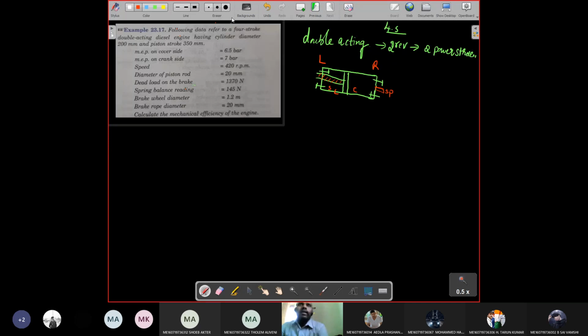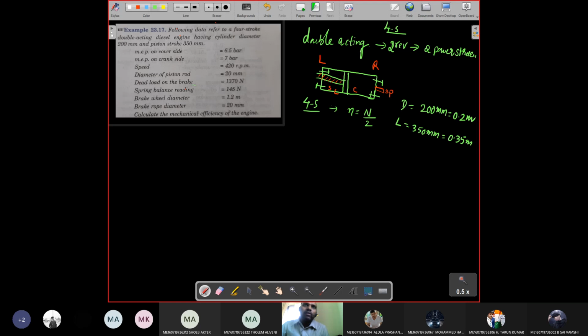Now go to the data. The following data refers to a 4-stroke double acting engine. So it is a 4-stroke engine, and for a 4-stroke engine, what is the number of working strokes? n equals N by 2. The diameter of the cylinder is given as 200 mm, that is equivalent to 0.2 meter, and piston stroke L equals 350 mm, that is equivalent to 0.35 meter.